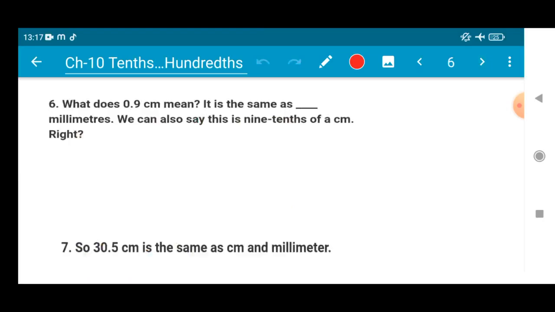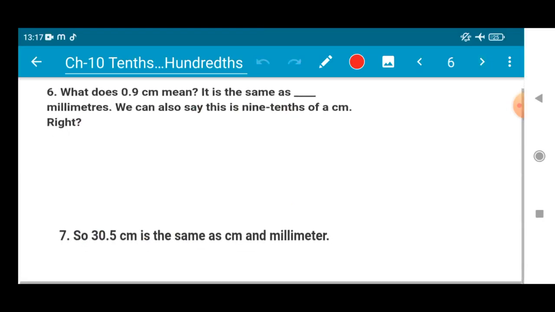Okay, now let us solve the sums based on this topic. What does 0.9 centimeter mean? It is the same as how much millimeter? It is equal to 9 millimeter.